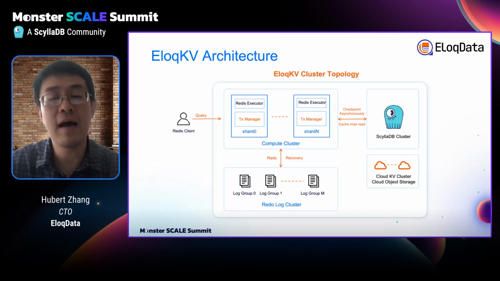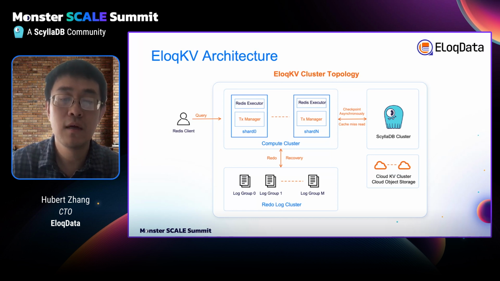Here is the architecture of EloqKV. There are three components. The upper left is a compute cluster, which serves as the Redis executor engine and the transaction manager. It also has a distributed buffer pool to cache the hot data. Bottom right is a log service cluster. It's optional. When you need data durability, you can enable the log cluster. When a compute node crashes, the new data may not be flushed into the storage cluster. EloqKV will recover this data from the log cluster automatically.